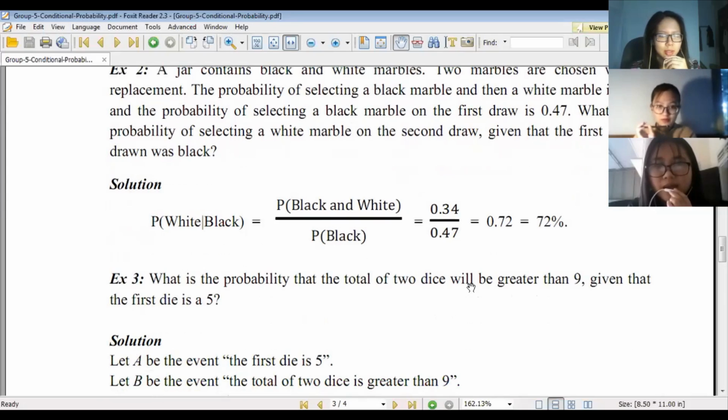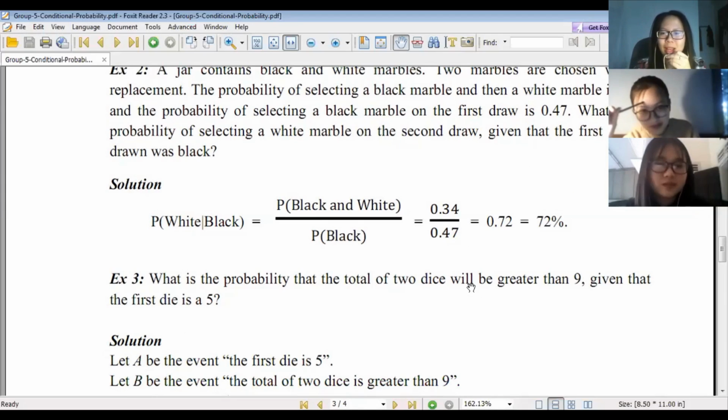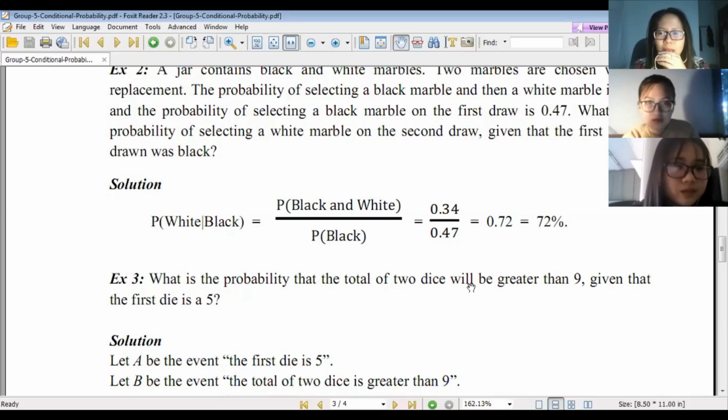So who can give me the sample space? Lian? I think the sample space here is the probability that the first die is 5. So we can easily calculate that the sample space is 1/6. Yes, correct.